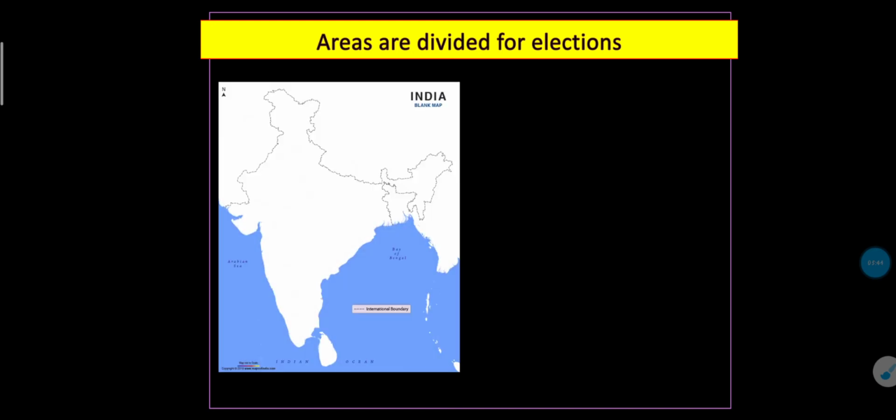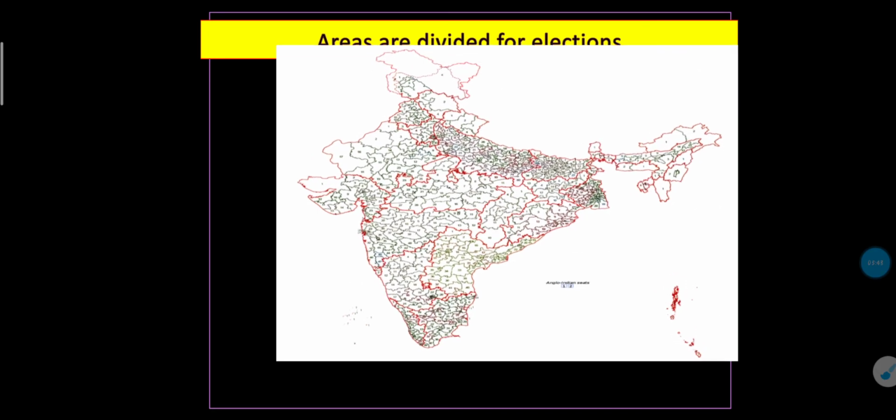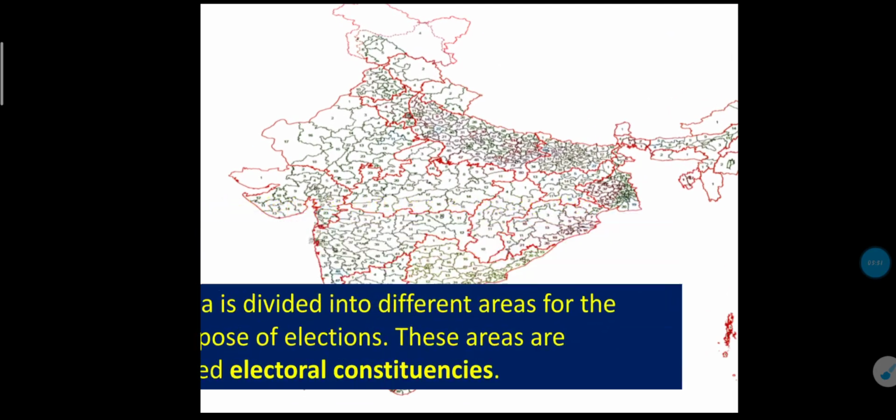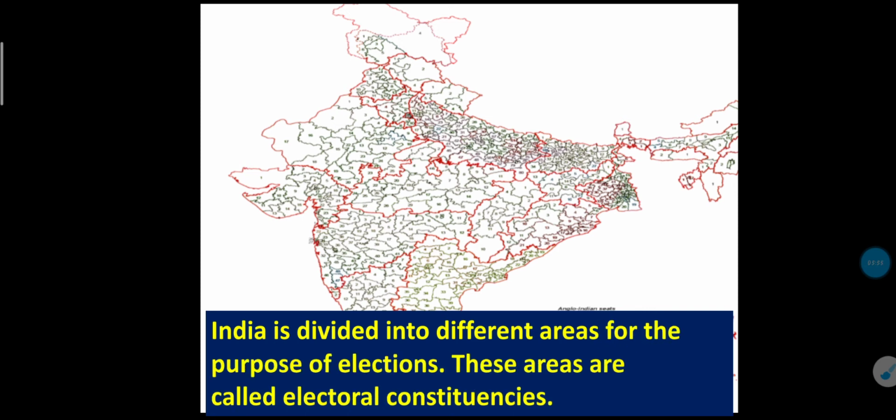So if you see the Indian map, you can observe that so many parts are divided for the election. India is divided into different areas for the purpose of the election, and these areas are called electoral constituencies. Each and every state is divided into so many parts for the purpose of the election, and that means electoral constituencies.